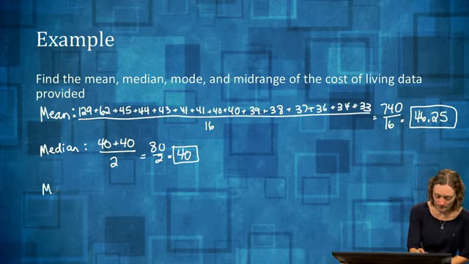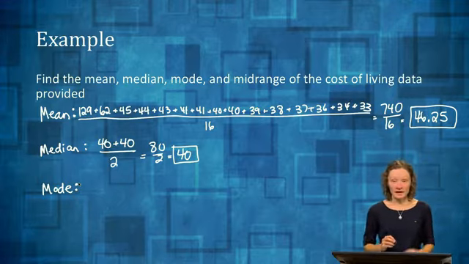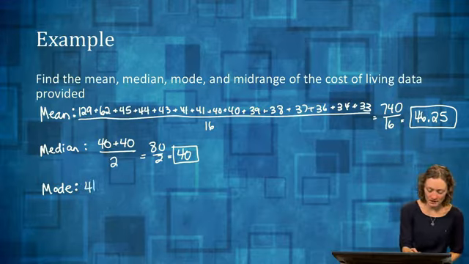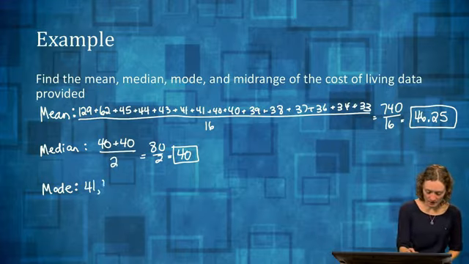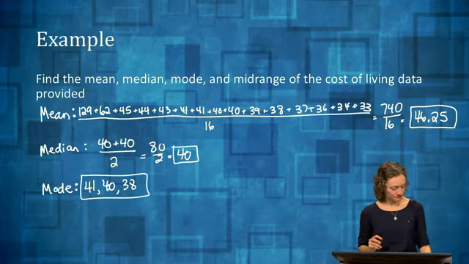The mode. This is the data piece that occurs most frequently. In this case, we have more than one. We see the number 41 show up twice, the number 40, and the number 38. All of these would work as an answer for mode.